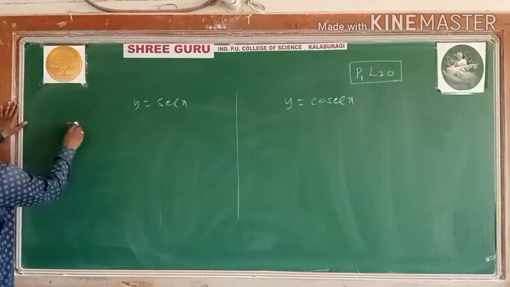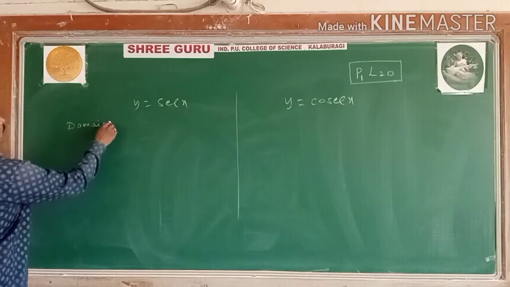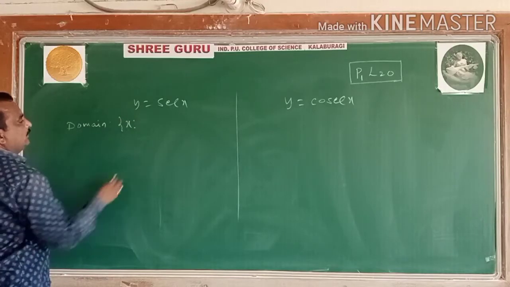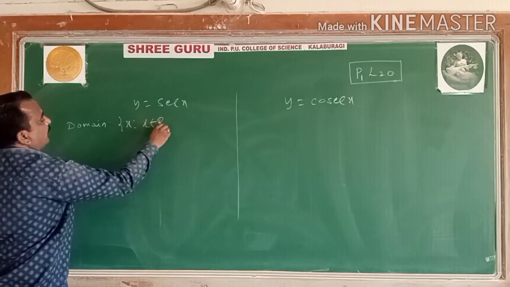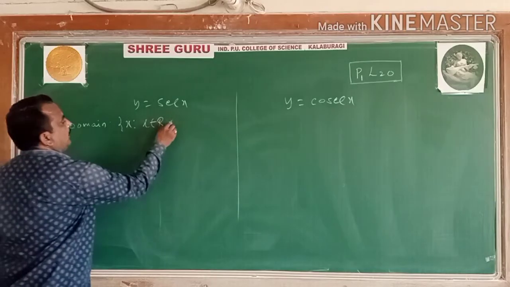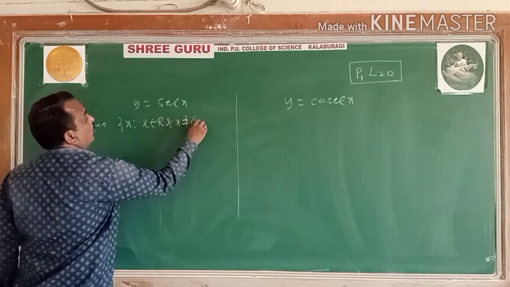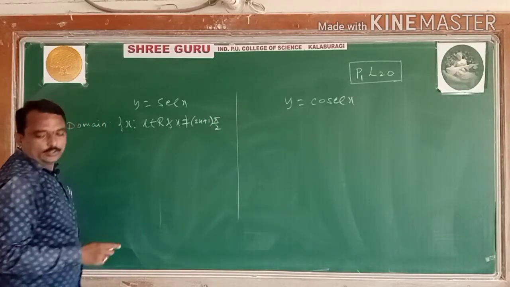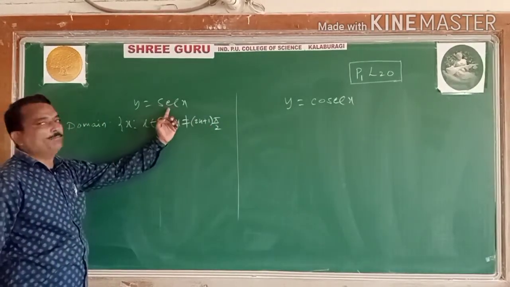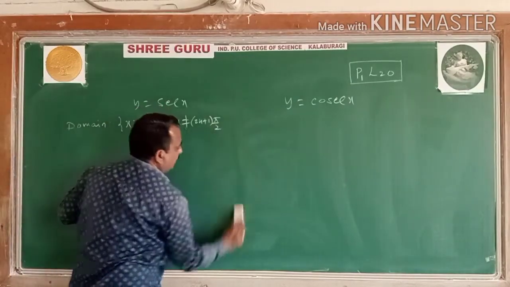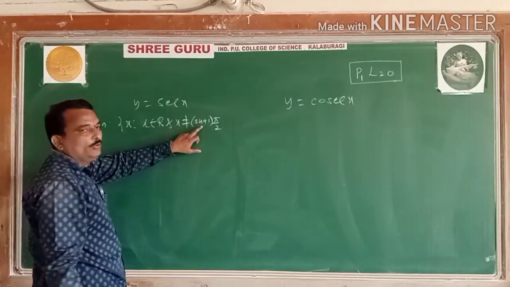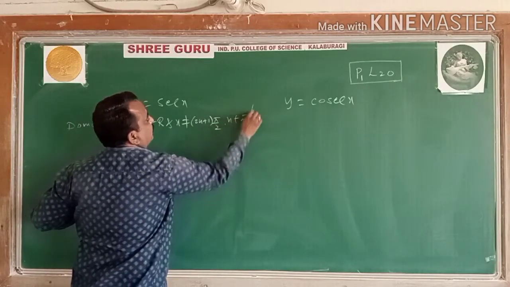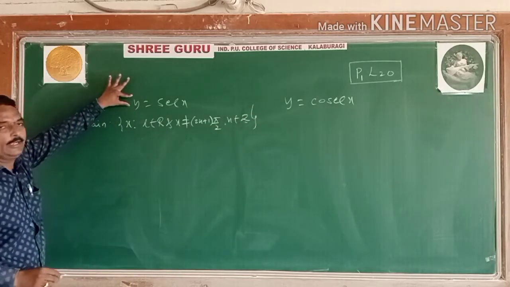So the domain we have discussed. The domain is the set of x such that x belongs to the set of all real numbers and x is not equal to odd multiples of pi by 2, because at those values the graph becomes infinity and the values are not defined, where n belongs to the set of integers. So this is the domain of the graph y equals secant x.